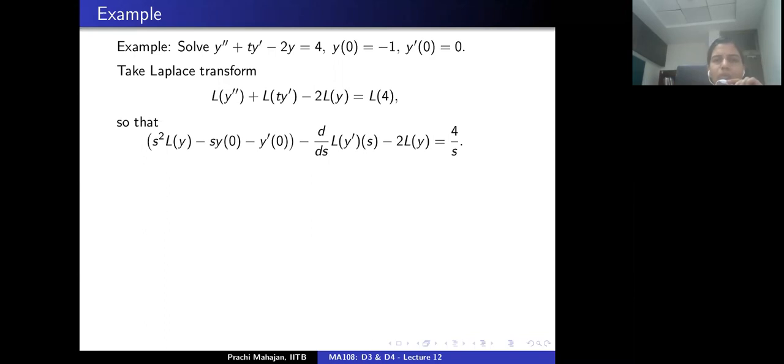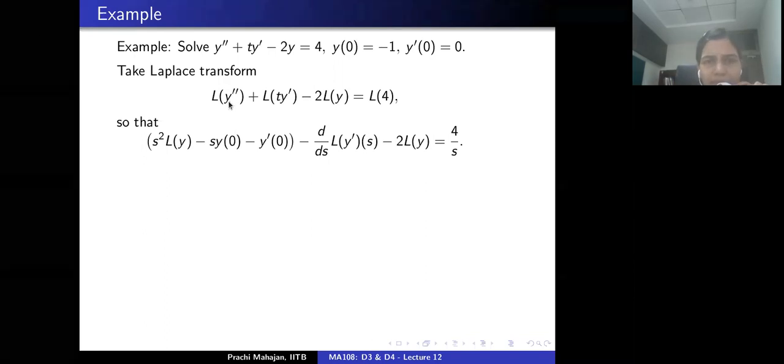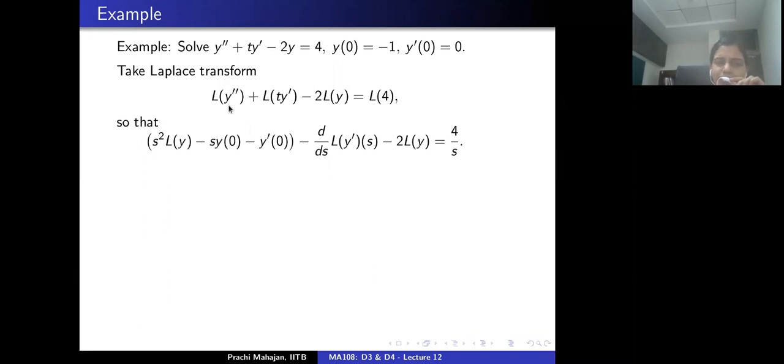Now, the Laplace transform of d square y by dt square is easy in terms of the Laplace transform of y. This is s square times the Laplace transform of y minus s times y evaluated at 0 minus the derivative of y evaluated at 0. Now, what is this? I'm going to use one of the properties of the Laplace transform that we learned: multiplying the function by t is equivalent to taking the derivative of the Laplace transform, and you have a negative sign. Is that okay? So I am writing here.